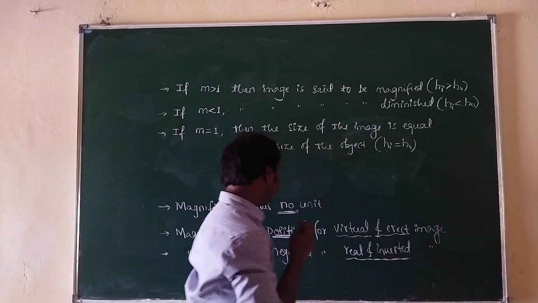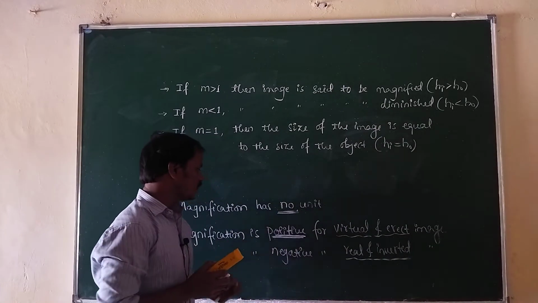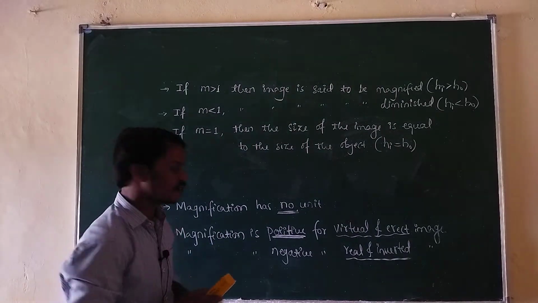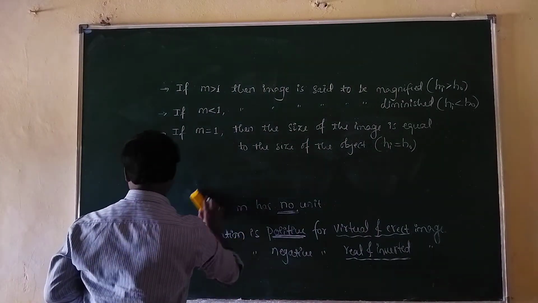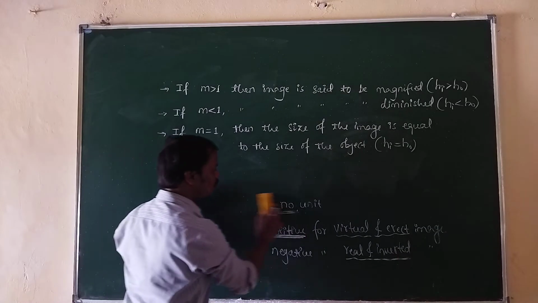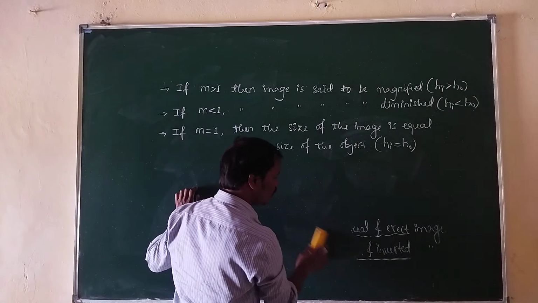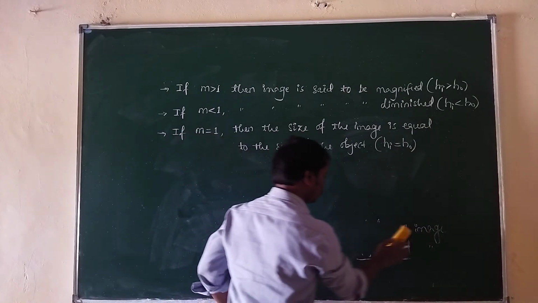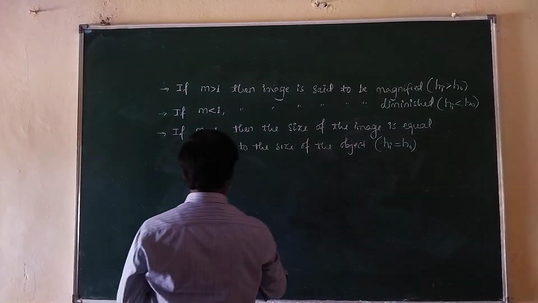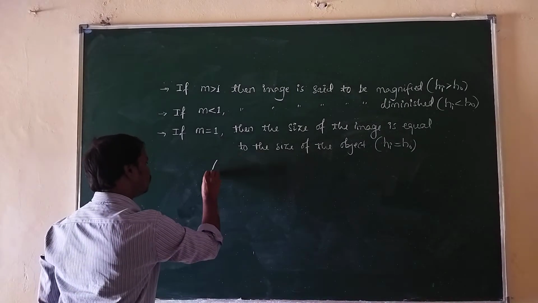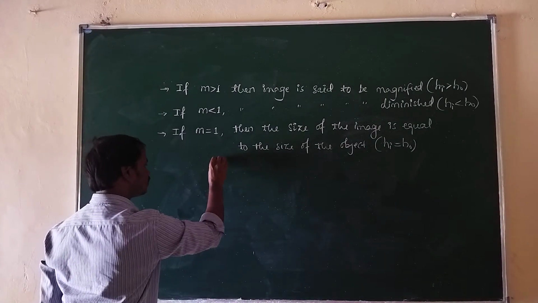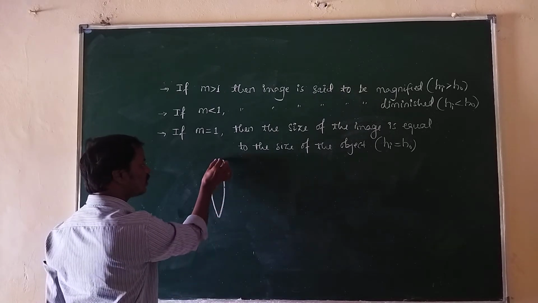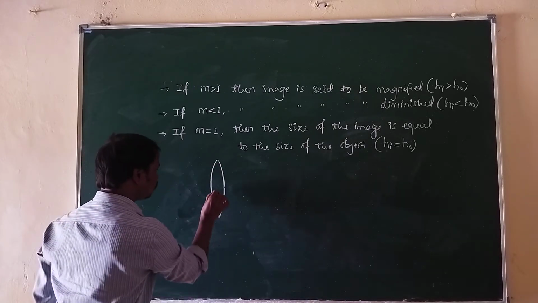Now let us explain when the magnification is positive and when the magnification is negative in case of convex lens. Listen here. This is a convex lens. What is a convex lens? It is a lens which is thicker at the middle and thin at the edges. Now, optical center.